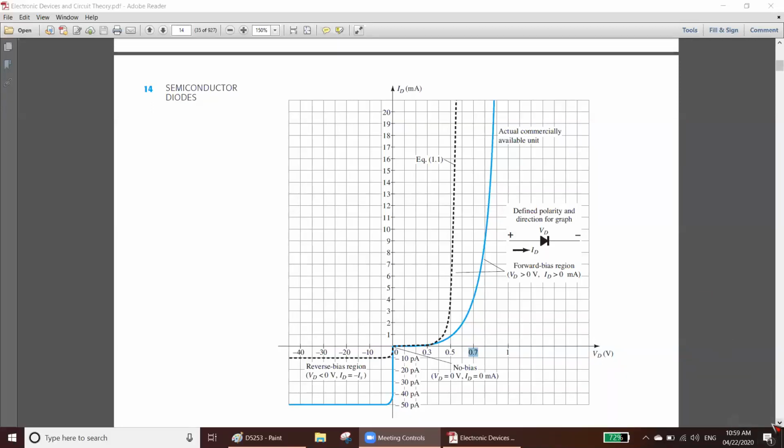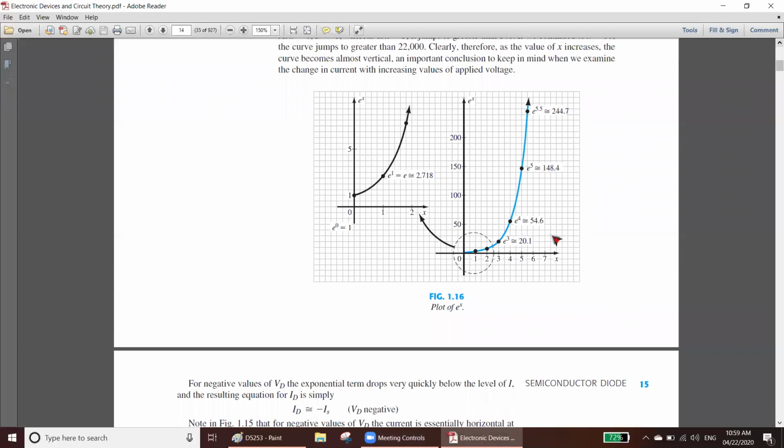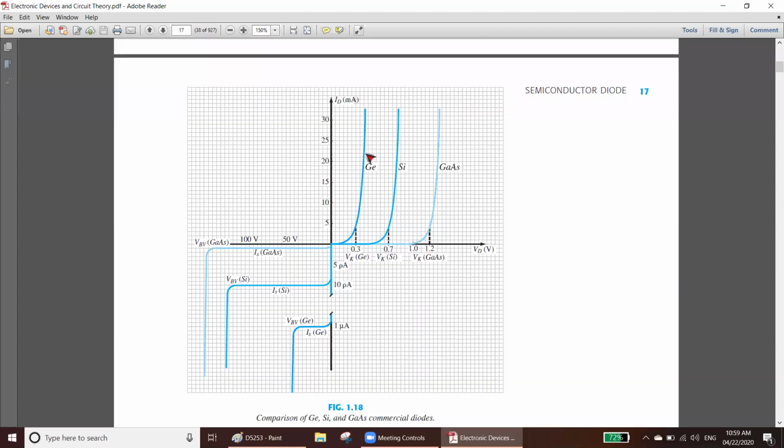Let's look at another one. Okay, here they explained it better. Here. See, this one is for germanium. When it is 0.3, before 0.3, it is significantly lower. You cannot consider that. After 0.3, it is rising. Rising means your current is increasing. That means your diode is conducting current.